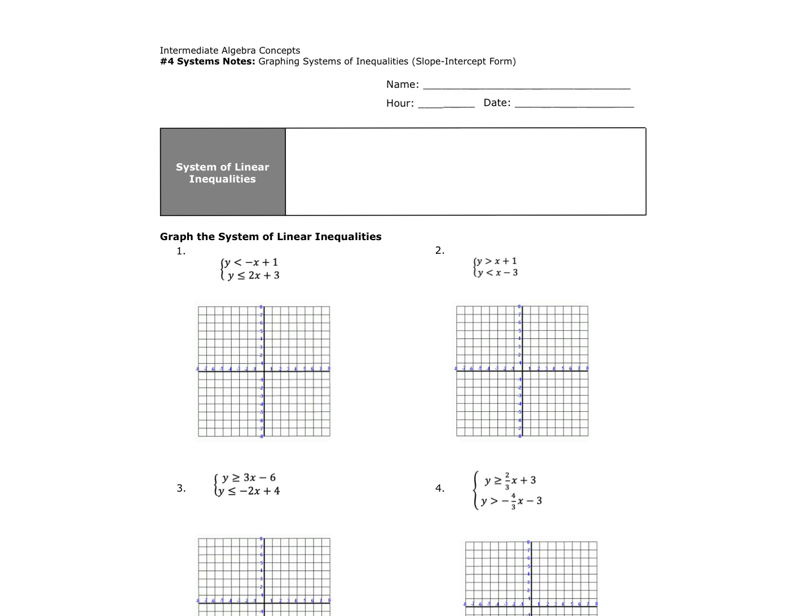Okay, today we're working on notes for system number 4, system notes, graphing systems of inequality. If you remember, inequalities are the greater than, less than. And regardless if it says inequality or if it's equal, before we graph, we have to be in y equals mx plus b. That's what we have to be to graph.